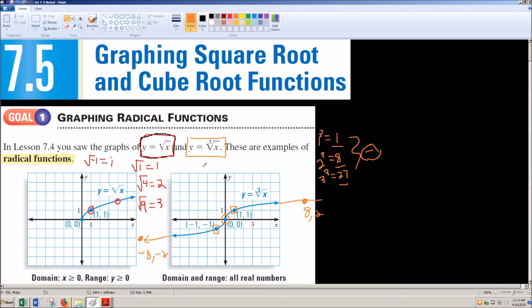So in terms of plotting these, I again want to choose nice cube values because I don't know what the cube root of 2 is, or the cube root of 3, or cube root of 4. It's just some nasty number that I don't want to figure out. So let's look at the domain and range for these things for a second.